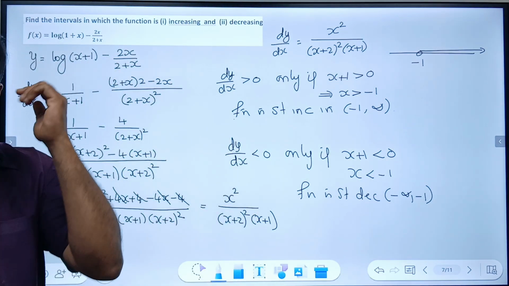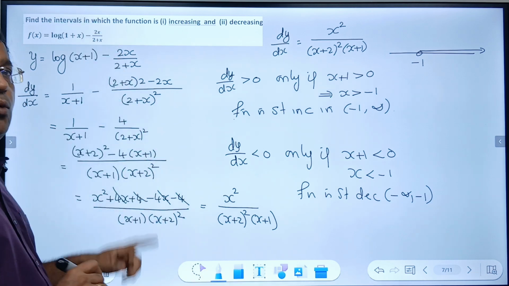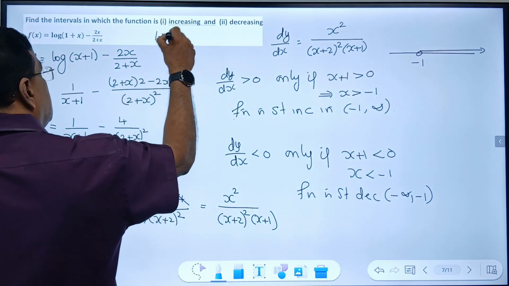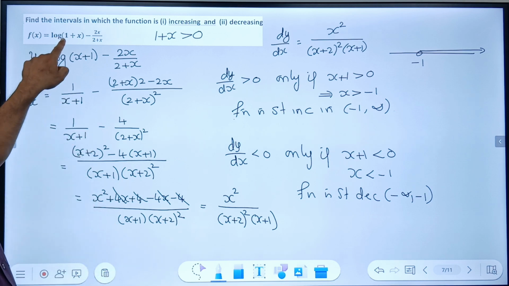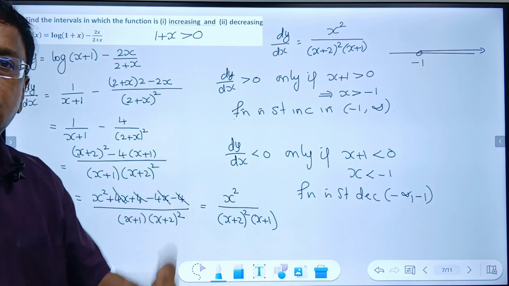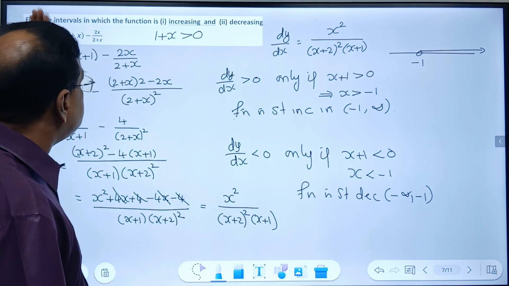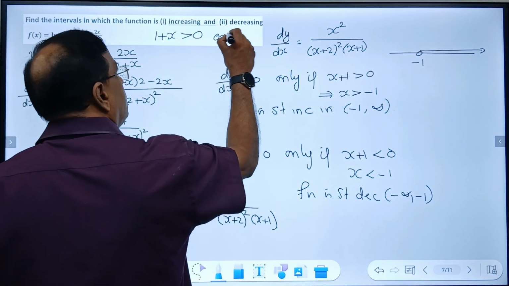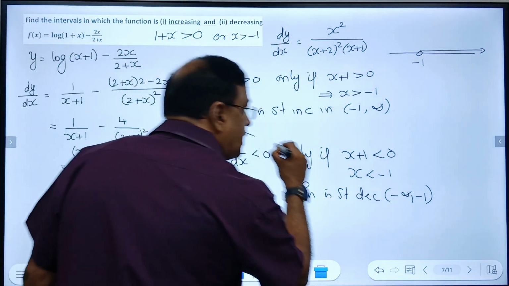But one important thing that we all forgot, that this logarithm is defined only for positive values. So that means your 1 plus x must always be positive, yes or no? You cannot have 1 plus x as negative because log is not defined for negative numbers. So the domain of logarithm is from 0 to infinity, 0 not included. So definitely log of 1 plus x is possible only when x plus 1 is positive, or when x is greater than minus 1.